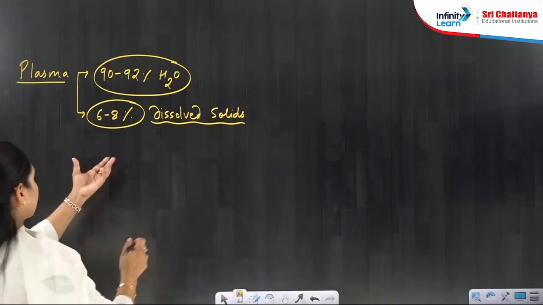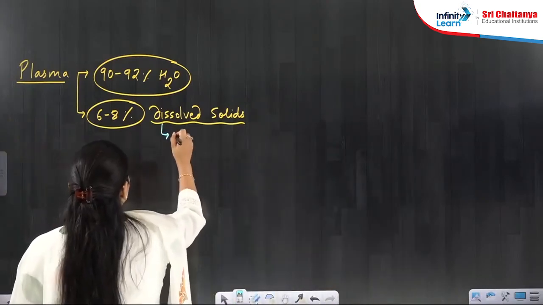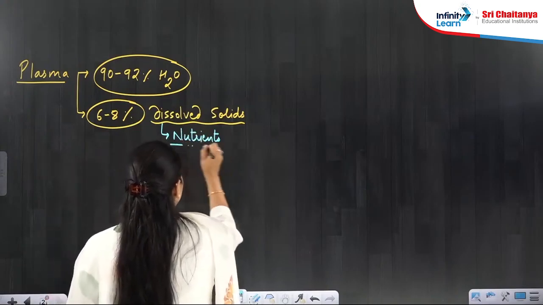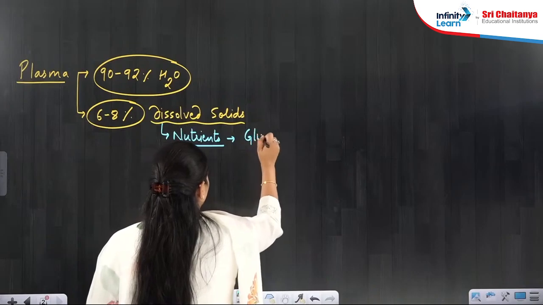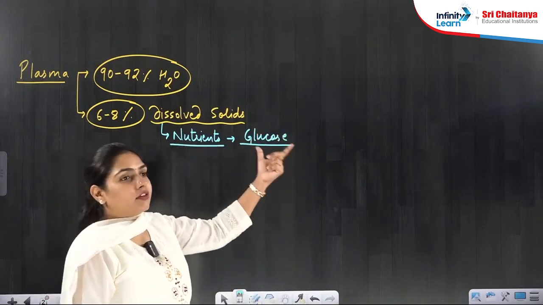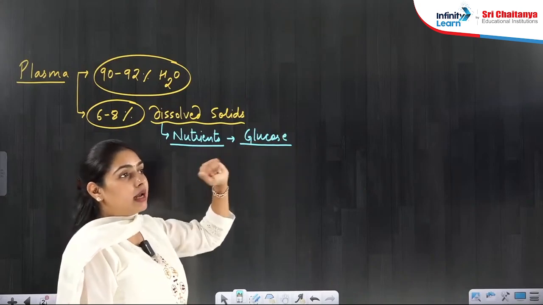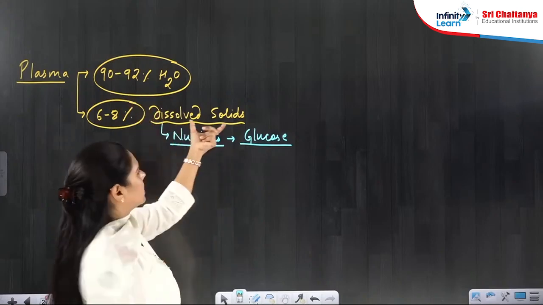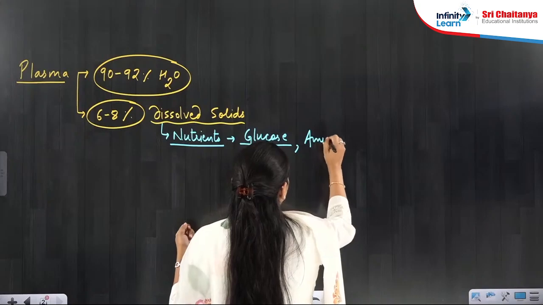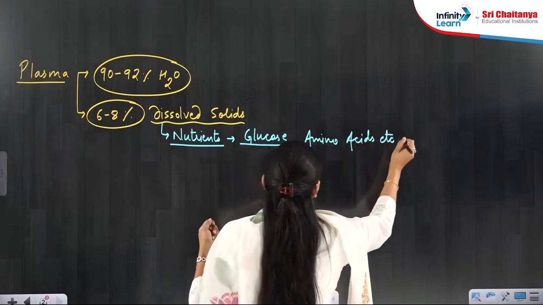So what all things are dissolved? In these dissolved solids, nutrients will be there, beta. What type of nutrients will be there? Whatever you are eating, the food, whatever nutrients you are getting from that food, that is going into the blood. Where in the blood? Plasma of the blood. Where in plasma? Dissolved solids, right? So glucose, amino acids, etc. These types of nutrients will be there.